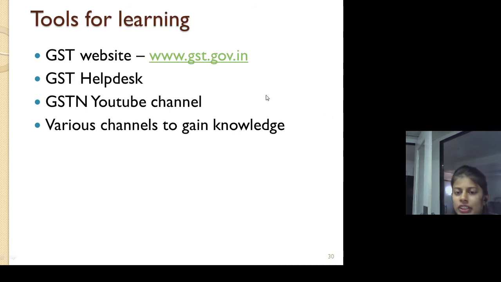Now for tools for learning. The first thing is the GST website, www.gst.gov.in. You will get a lot of information and notifications. Go and study this site, understand the various tabs if you want to progress in GST. Second, you have a GST help desk and a grievance portal. Make use of this to gain and enhance your knowledge. If there is an issue, please make sure that you are using it to the optimum.